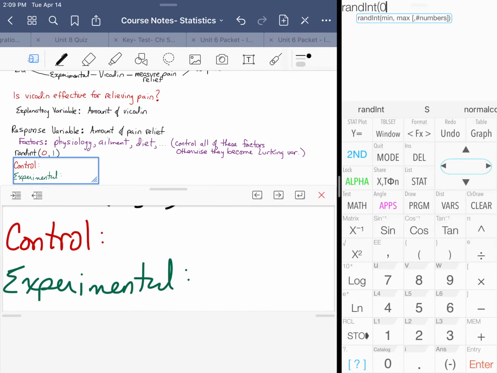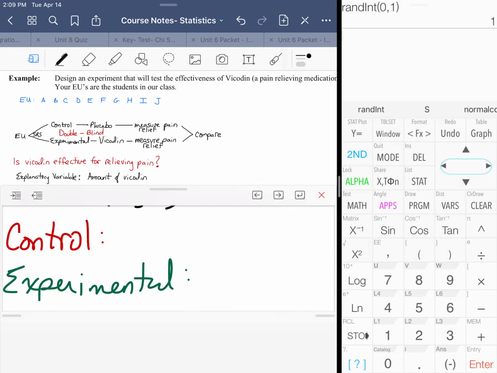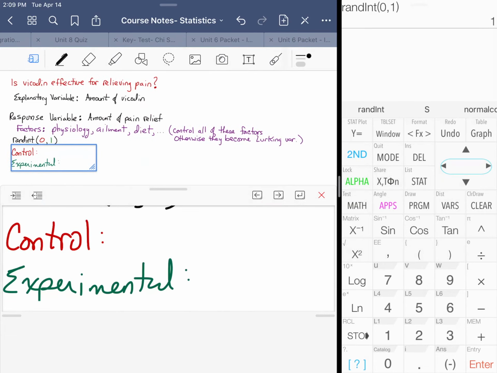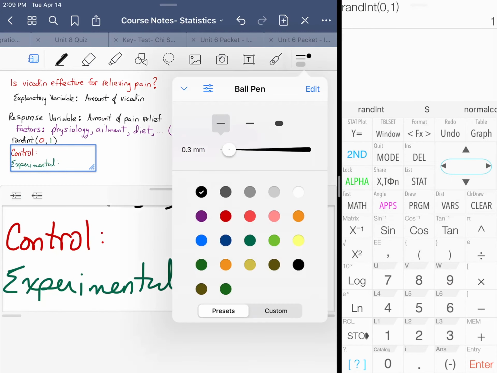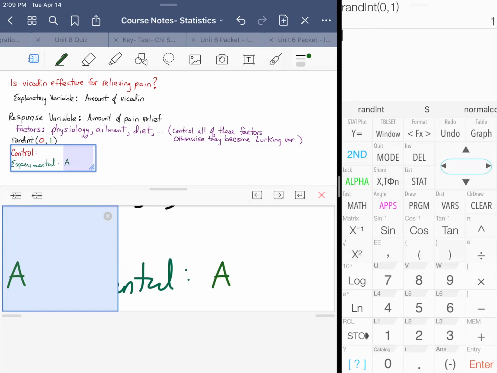So math, probability, option 5, 0, 1. Try to keep it simple. All right, person A, because again, I have my list of experimental units. A got a 1. All right, 1 is experimental. So A is in the experimental group.